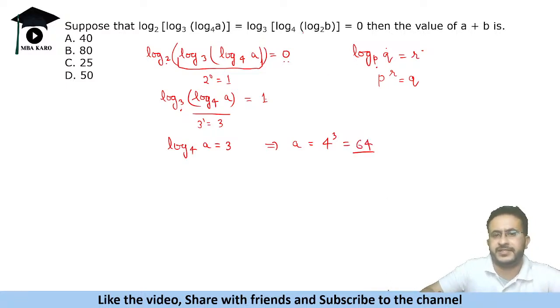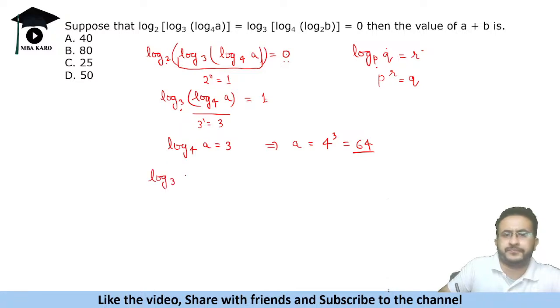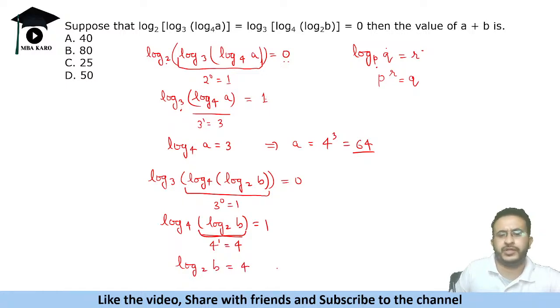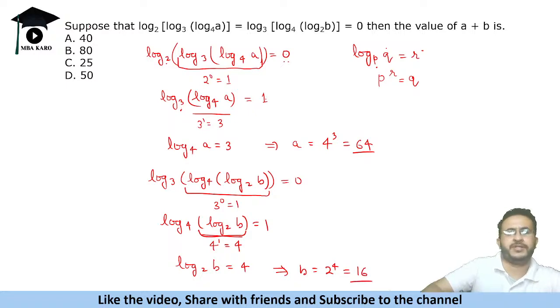Similarly, let us find this expression. So log 3, log 4, log 2b is equal to 0. This means this is 3 to the power 0, which is 1. So log 4, log 2b is equal to 1. So this part will be 4 to the power 1, that is 4. So log 2b is equal to 4. That means b is equal to 2 to the power 4, which is 16. So a plus b will be 80.